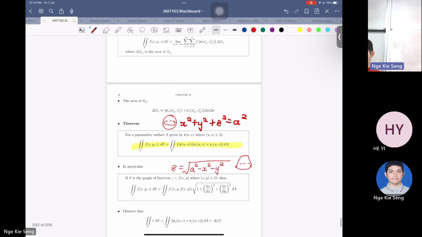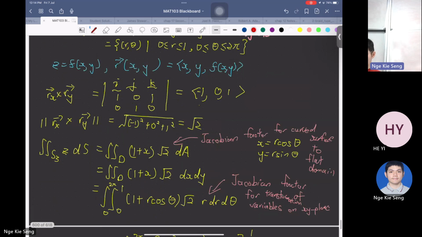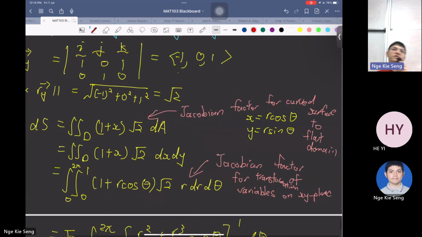Okay. So just now we said that we have two Jacobians introduced, right? The first Jacobian introduced here is for a curved surface in 3D. Then we move to a flat domain. And the second Jacobian is where we have a curved surface in 2D, and then we move back to rectangular coordinates. Is it okay? Can you imagine or not?